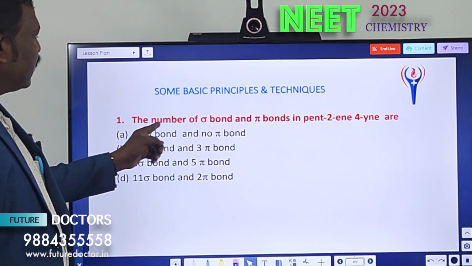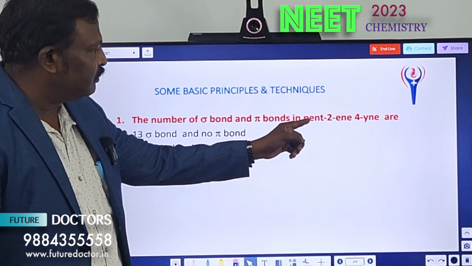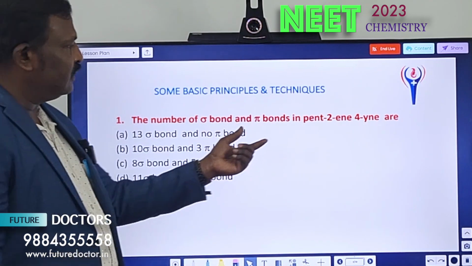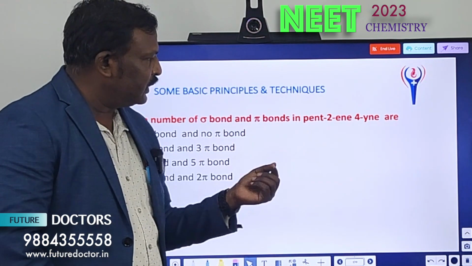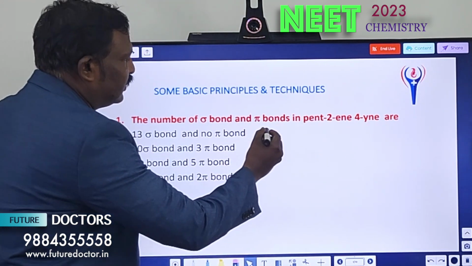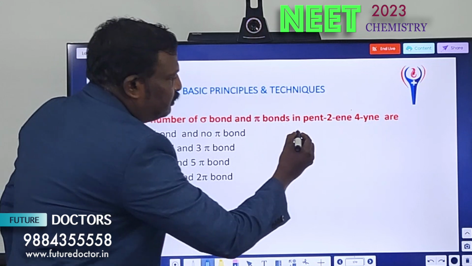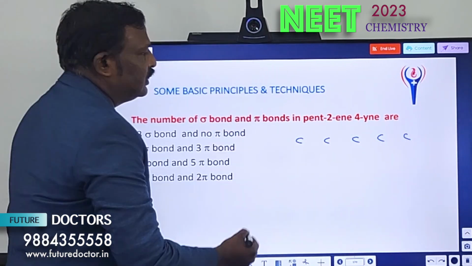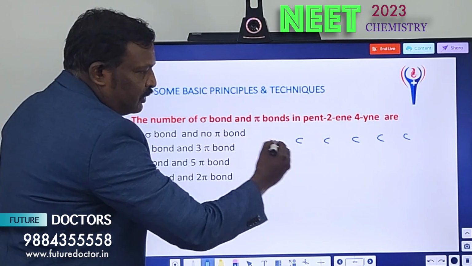The number of sigma bonds and pi bonds in pent-2-en-4-yne are. That's the question. First of all, you should know how to draw pent-2-en-4-yne. Pent means how many carbons? Pent means 5 carbons. So you should put 5 carbons. Then I will give the numbers, starting from left to right.